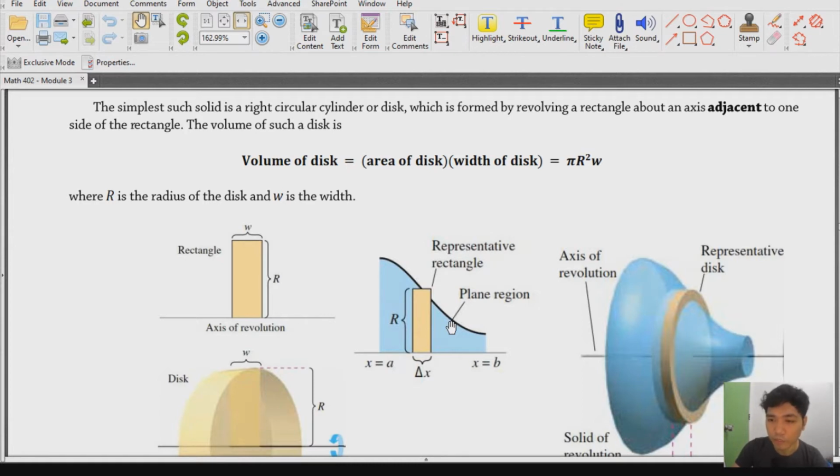So remember this, when the element, let's say the vertical or the horizontal element, kung alin man yung ginamit natin or yung strip, whenever it is drawn perpendicular to the axis of revolution, we will always use the formula that is presented here. The volume of the disk is equal to the area of the disk times the width of the disk, which is actually pi r squared width.